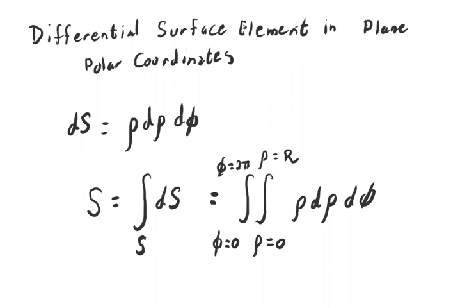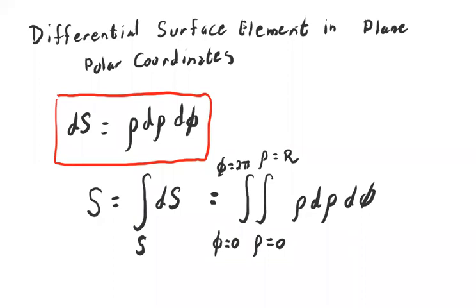So the purpose of this exercise is to see if this expression makes sense for the differential surface element in plane polar coordinates. You can do this integral just as well as I can. Remember, phi and rho are independent variables. So even though you have a double integral, it really reduces to doing two separate integrals. And you should convince yourself that this is simply 2 pi over 2 r squared, or pi r squared, which is the area of a circle.